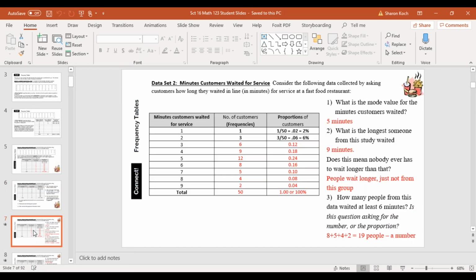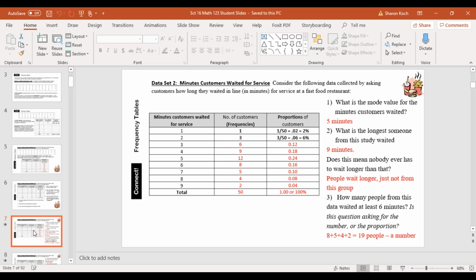Okay, and you can see here it says, what is the mode for the number of minutes waited? Well, remember the mode is the number we see most often. In this particular case, that looks like 5 minutes because 12 people waited 5 minutes. The longest somebody waited was 9 minutes. And it's asking, does this mean that no one ever had to wait longer than that? Well, no, not necessarily. It's just that for this survey, all the data I had was up to 9 minutes. So we can't say that.